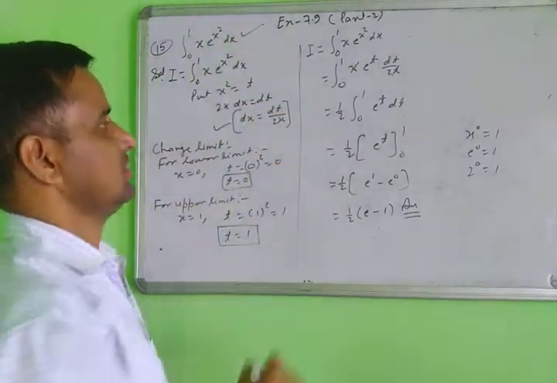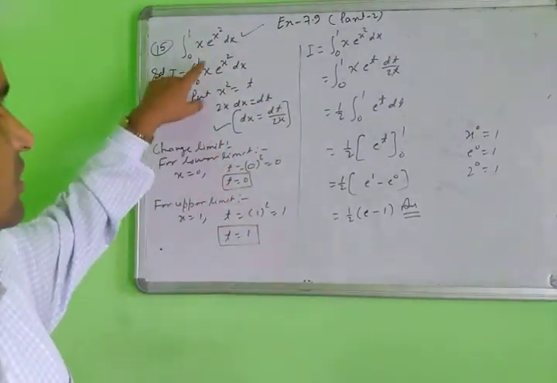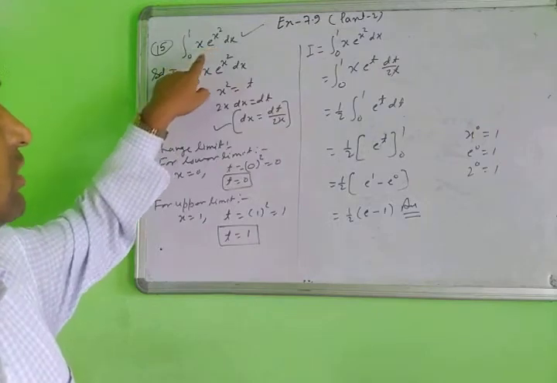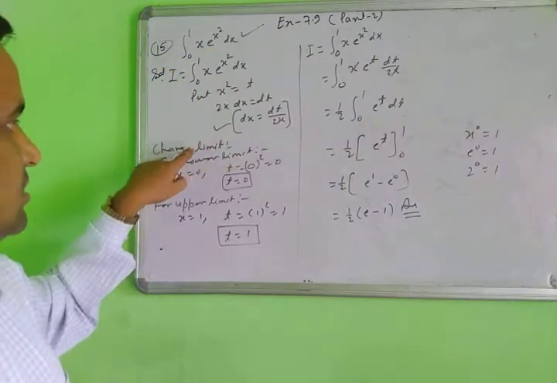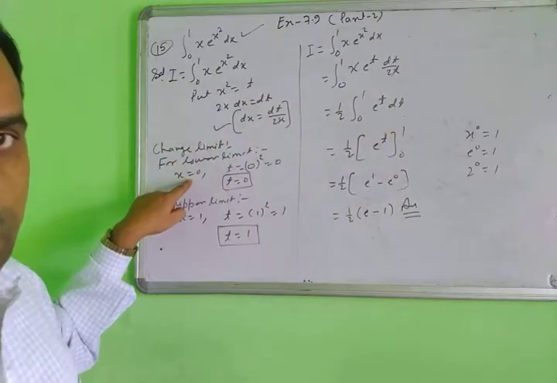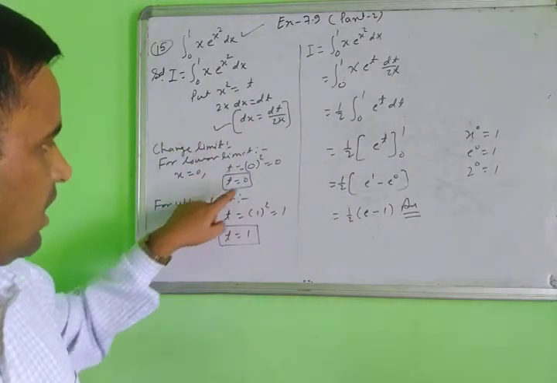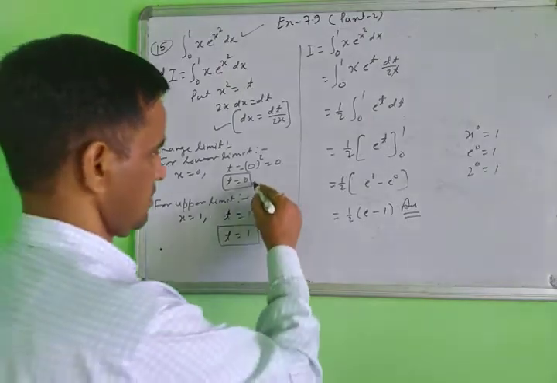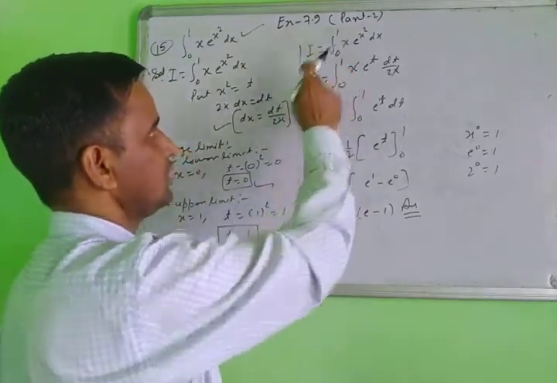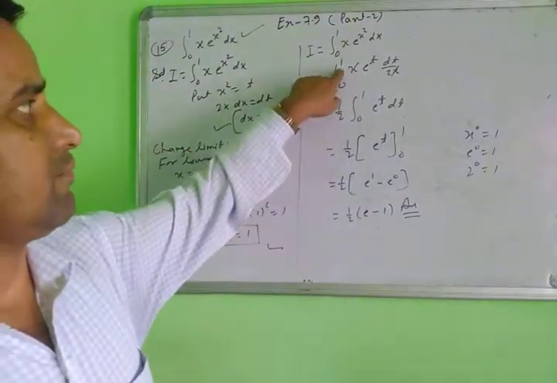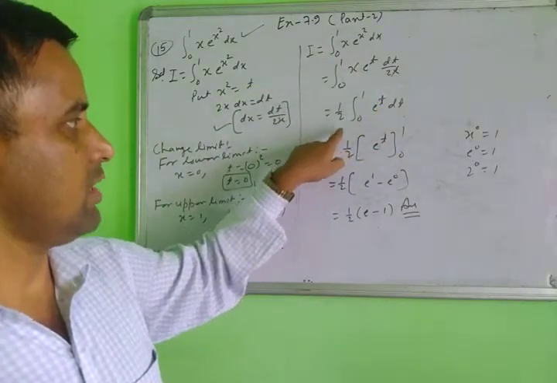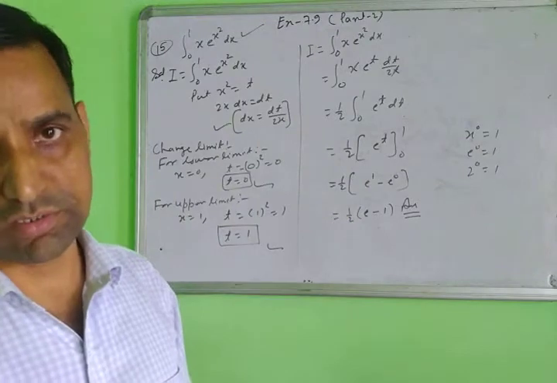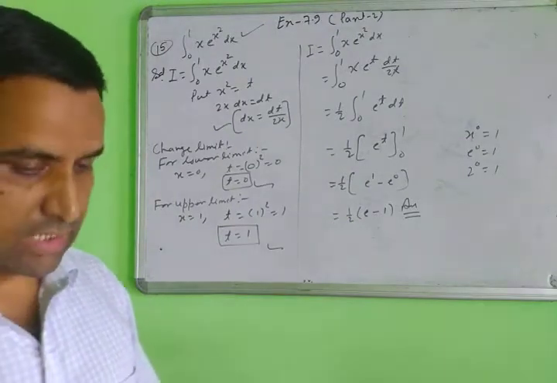In this type of question, you will substitute the value, differentiate, and change the limit. First you change the lower limit, then the upper limit, and then use these two limits, 0 and 1. And x will be cancelled here. What is left is e^t with 1 by 2 outside, and then you calculate and find the answer. Then next question.